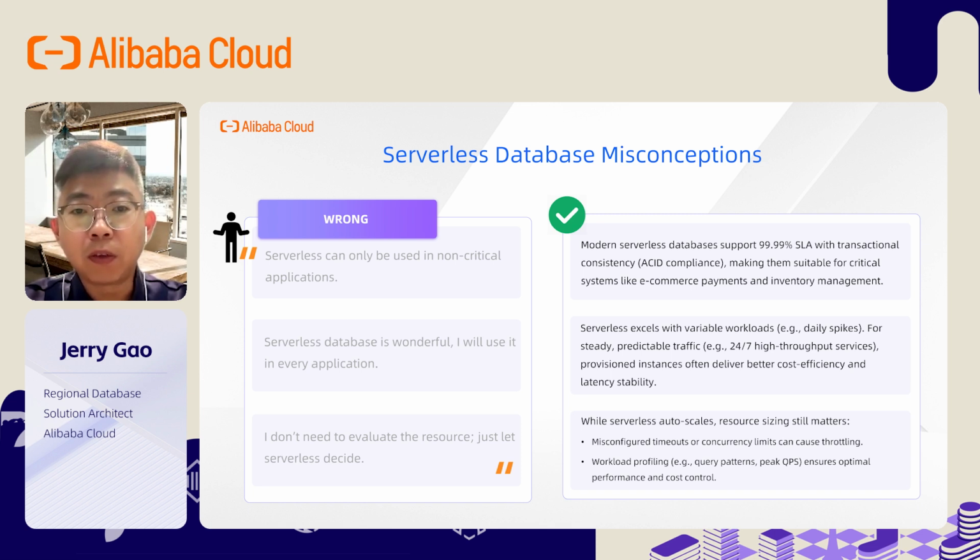For example, the first one may be that serverless can only be used in non-critical applications. Actually, now serverless databases can also provide an enterprise-level SLA with transactional consistency, which means serverless databases are also suitable for business-critical systems like e-commerce, retail, gaming, and other application scenarios.